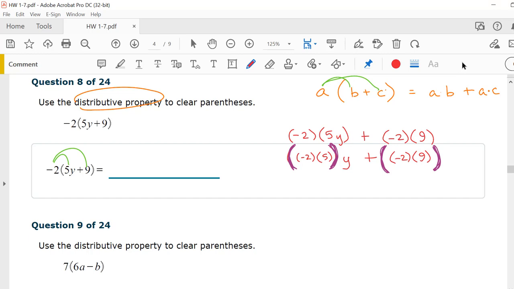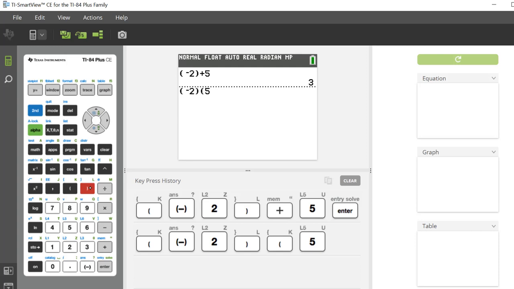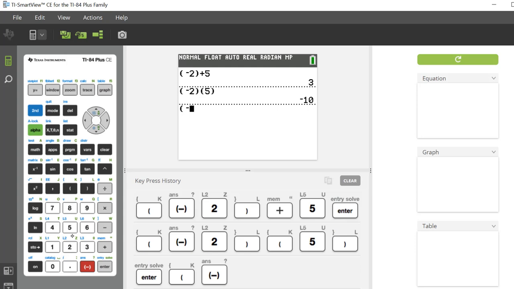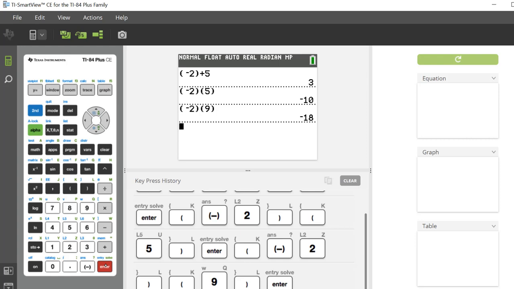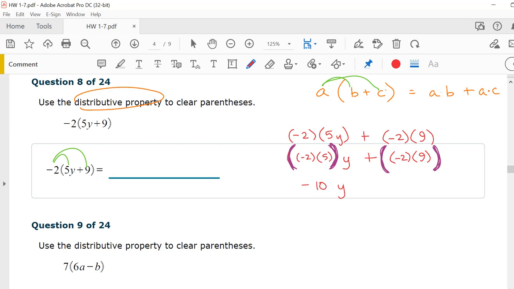So negative 2 times 5 is negative 10. And then negative 2 times 9 is negative 18. All right, I have negative 10 times y plus negative 18. I can also write that as negative 10y minus 18. Instead of writing plus a negative, I can write just minus 18.